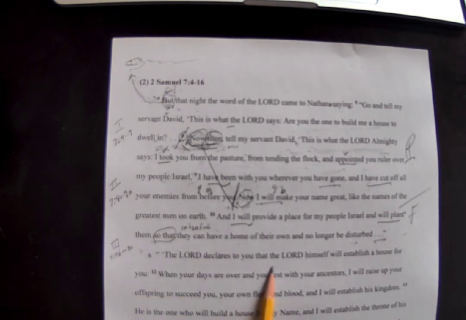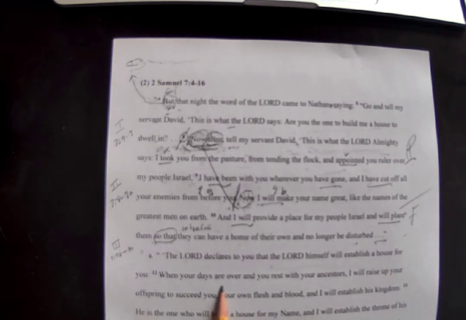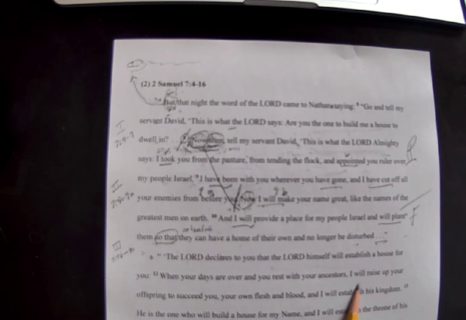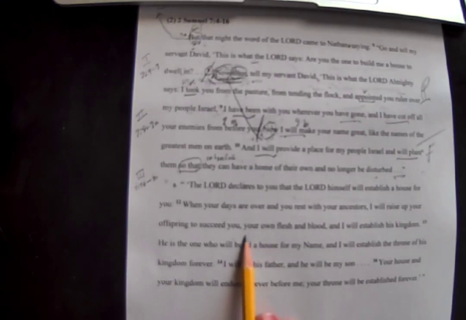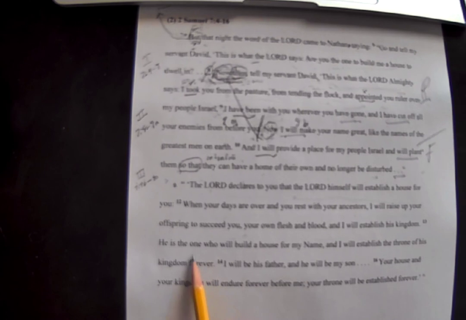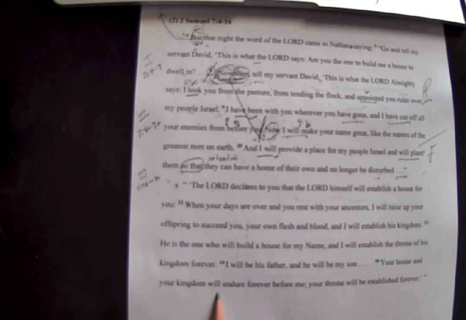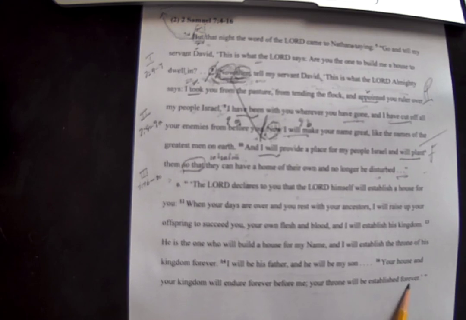The Lord declares to you that the Lord himself will establish a house for you. When your days are over and you rest with your ancestors, I will raise up your offspring to succeed you. Now be looking for indicators of transition. Your own flesh and blood. And I will establish his kingdom. He is the one who will build a house for my name, and I will establish the throne of his kingdom forever. I will be his father, and he will be my son. Your house and your kingdom will endure forever before me. Your throne will be established forever.